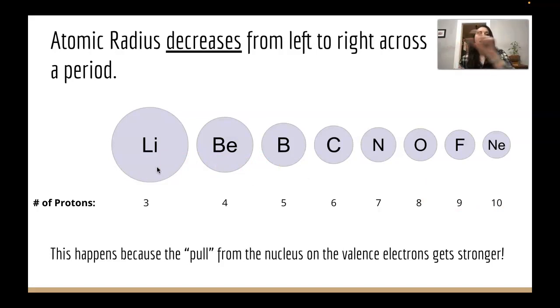But as we go left to right, we're adding more protons to the nucleus. So the protons in the nucleus, they're getting stronger. They're pulling stronger on those outer electrons. So as that pull gets stronger, the atom itself shrinks. They're being pulled in tighter, and you can think of it almost as being a little bit more dense. They're being held closer and more tightly by the nucleus.